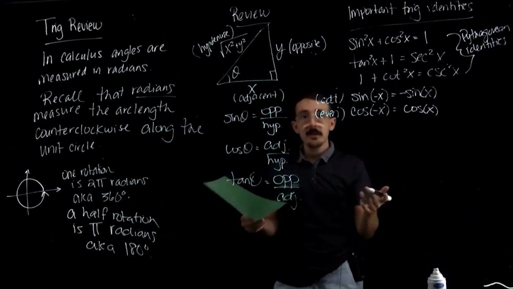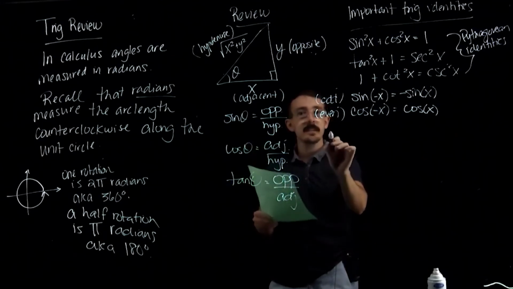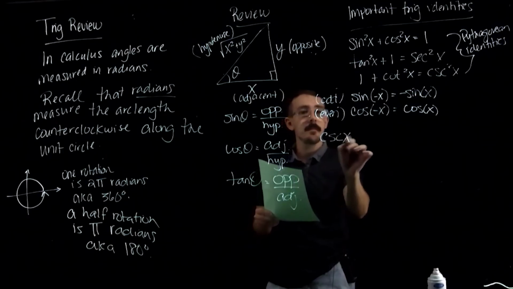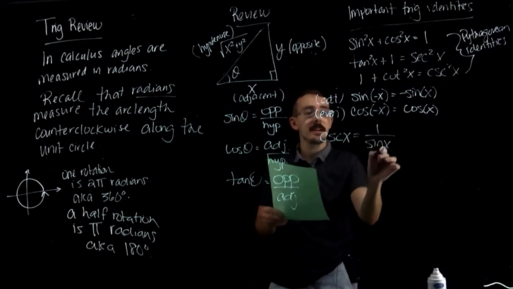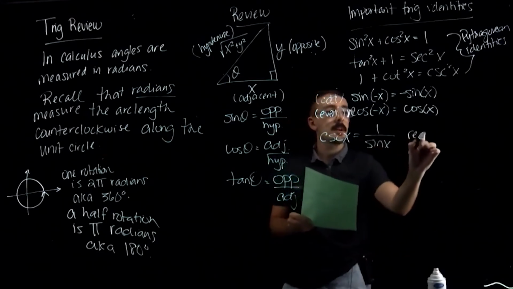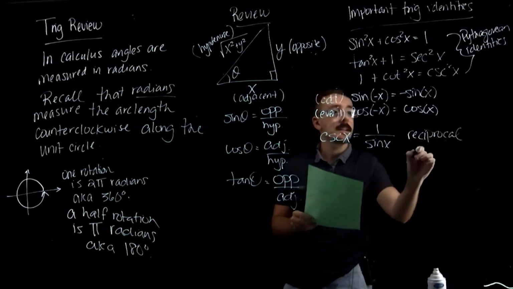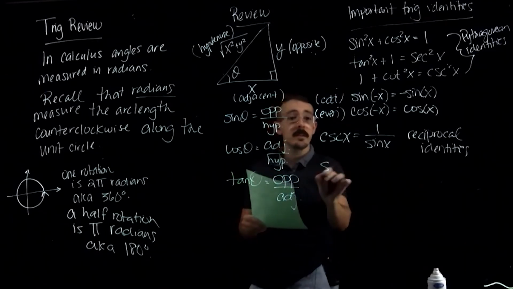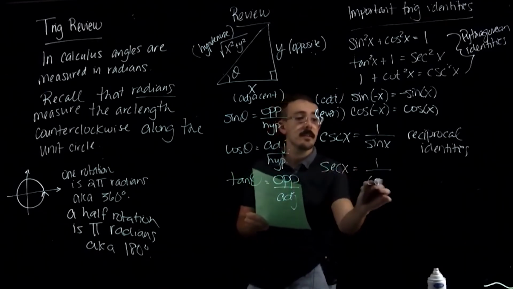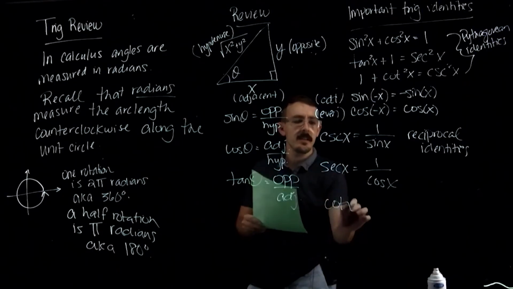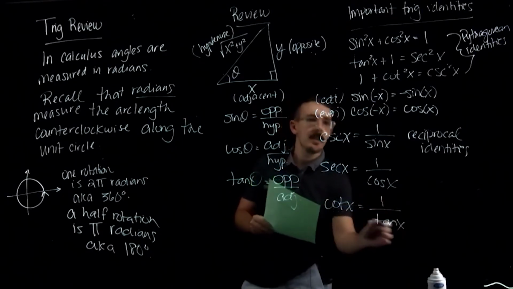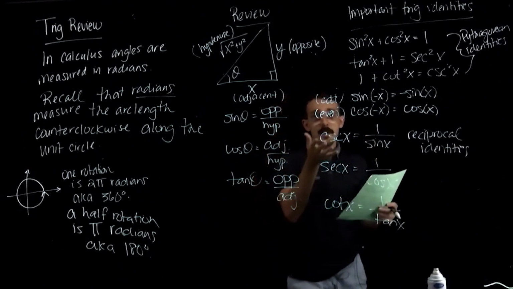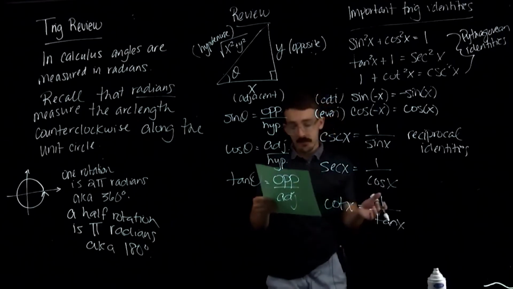Less important, but could be useful, is also things like this. So if you have cosecant, that's equal to 1 over sine of x. So what I'm going to write now are called the reciprocal identities. Similarly, the other ones are secant is 1 over cosine, and cotangent is 1 over tangent. So you flip the respective function to get the reciprocal identity. So these are the most important ones that I think you should be aware of.